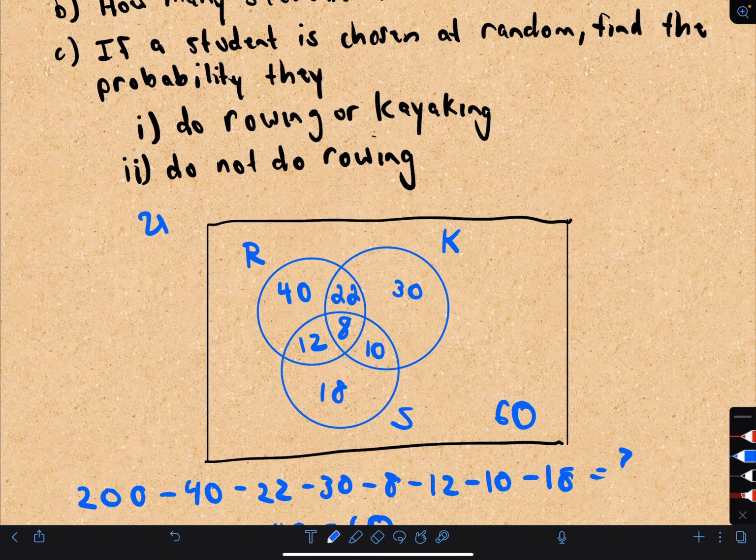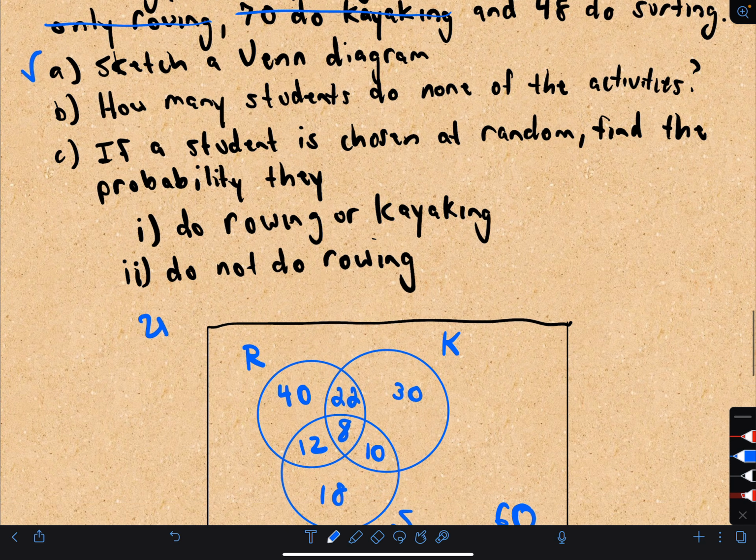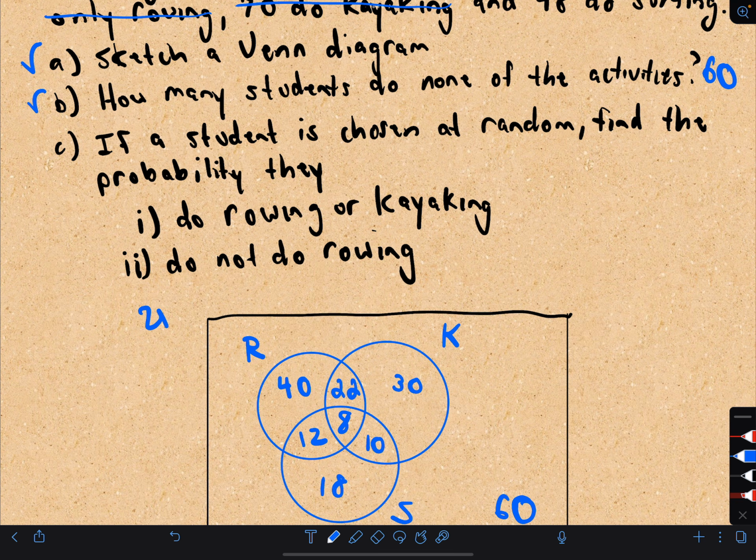So now we've got our Venn diagram labeled. Whew, okay, a lot of information. So how many students do none of the activities? Well, we just figured that out. There's 60 students that do none of those activities. So that would be our solution for part B.